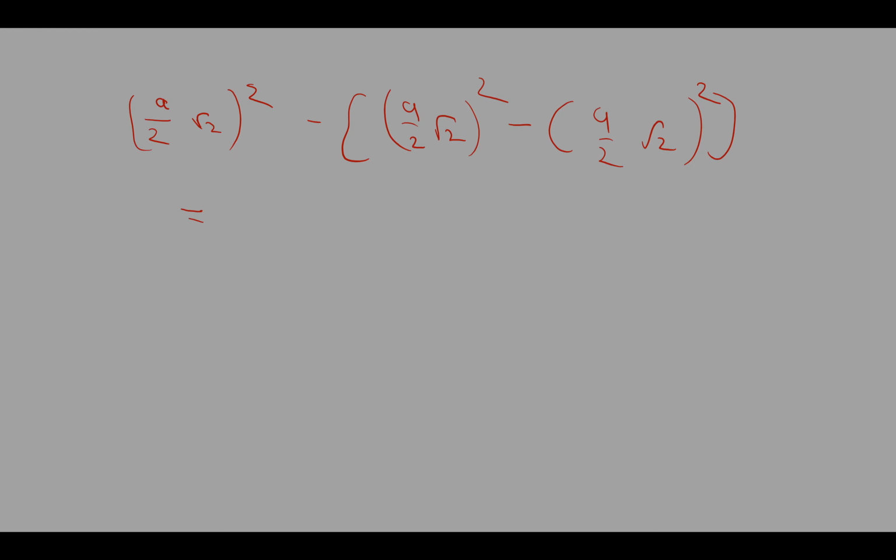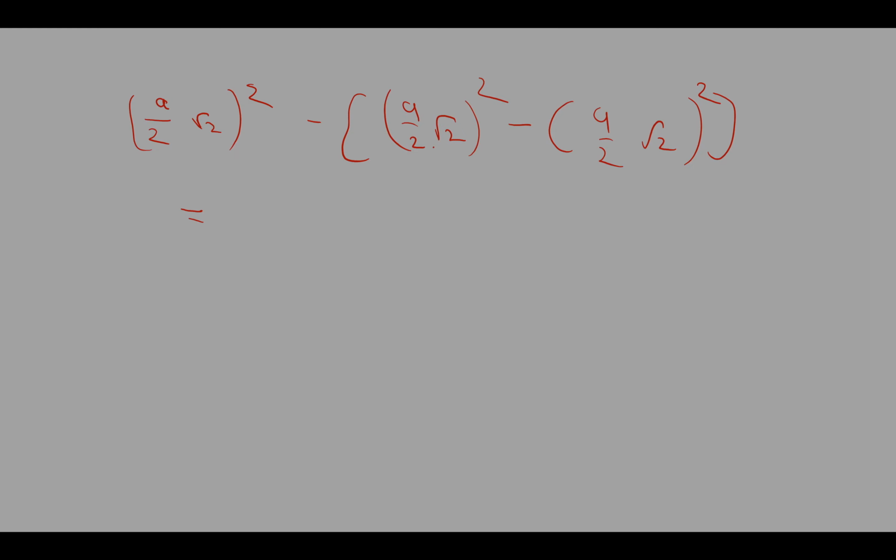So here you can see (a by 2 root 2) whole square minus bracket, (a by 2 root 2) whole square, not this square, minus (a by 2 root 2) square here. Okay. So what will it come?